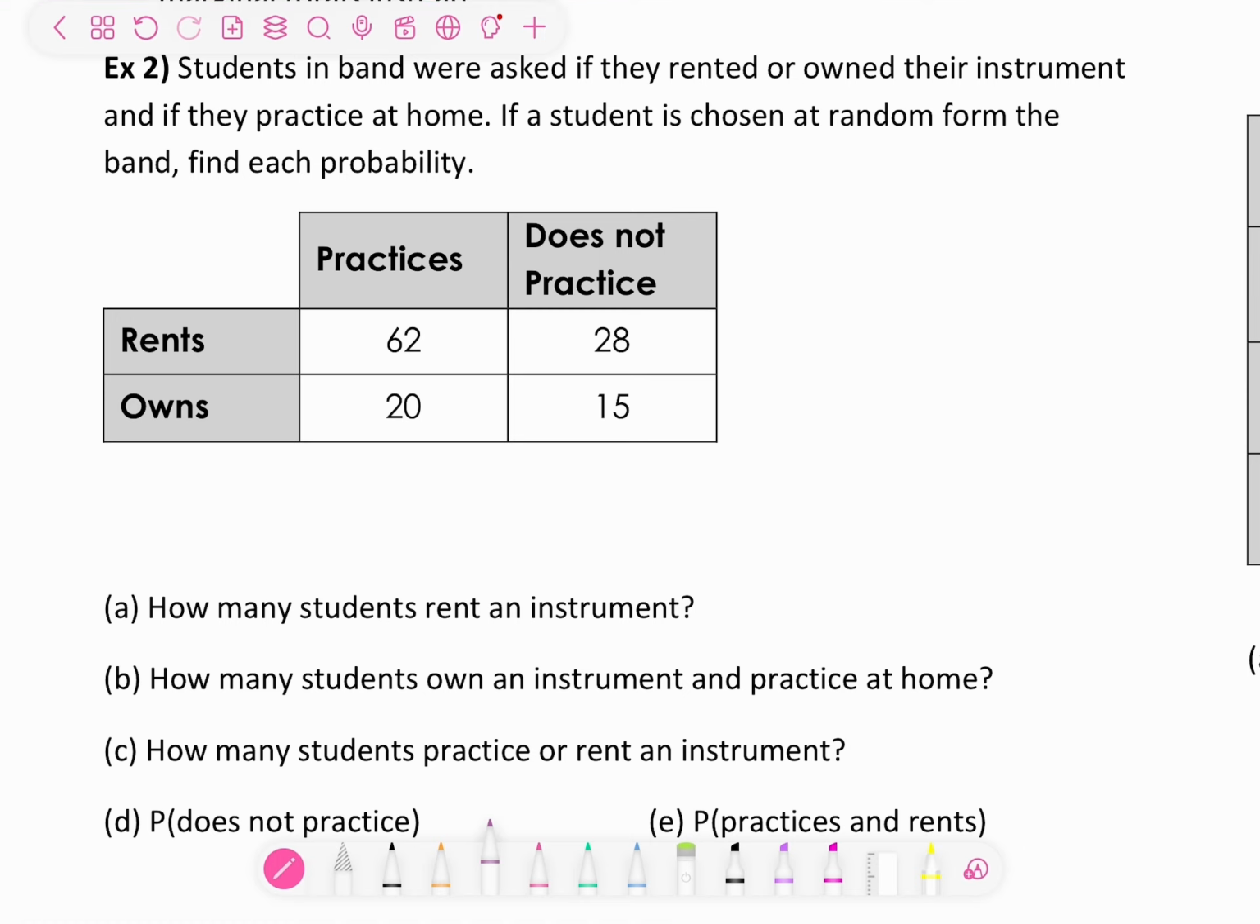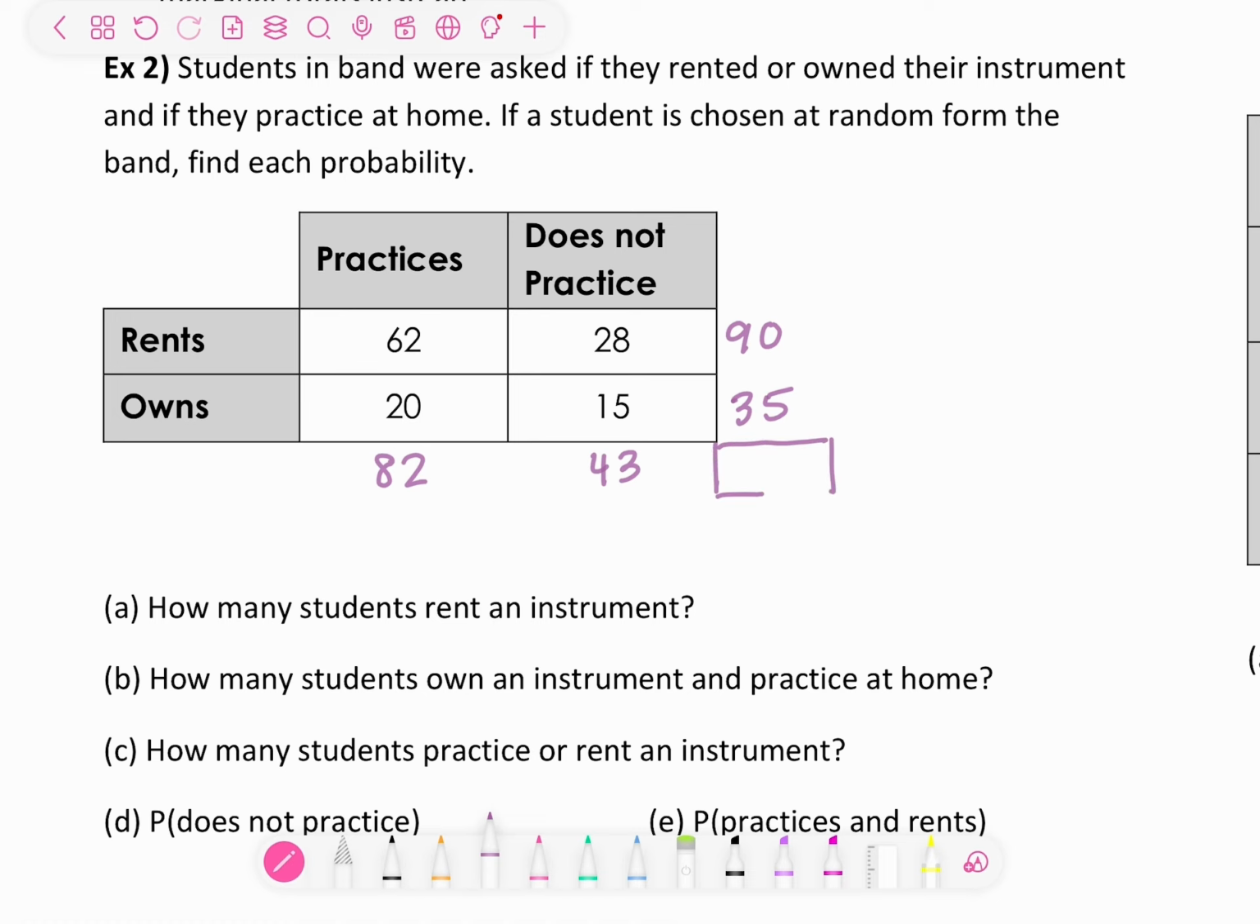So I'm just going to start with practices and go down. That's going to be 62 plus 20, which is 82. Does not practice is 28 plus 15, which is 43. Then I'm going to go across. Rents: I'm going to add 62 plus 28, and that's going to be 90. And then I'm going to add 20 plus 15, and that's going to be 35. And then the grand total, I'll go ahead and put in its own box down here.